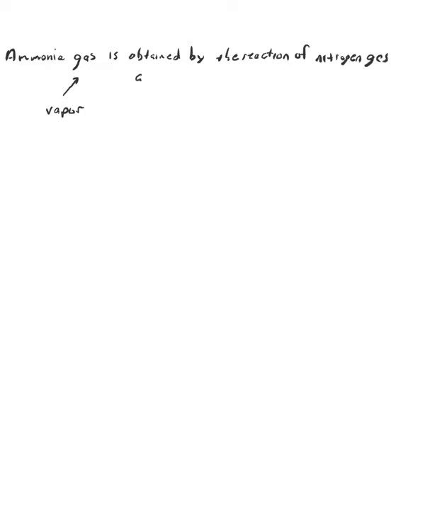This one says ammonia gas. And often when you read questions in chemistry, sometimes they'll put the word vapor instead of gas. And that just means the same thing. A vapor is the same thing as a gas. So if you see vapor, it just means gas. So ammonia gas is obtained by the reaction of nitrogen gas and hydrogen gas.